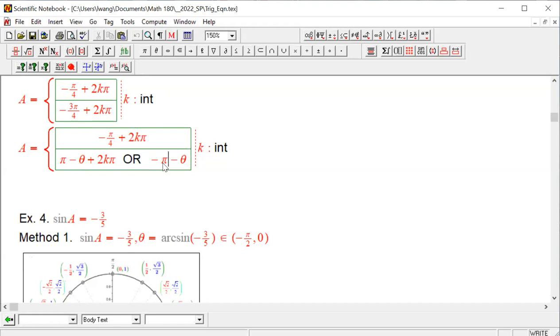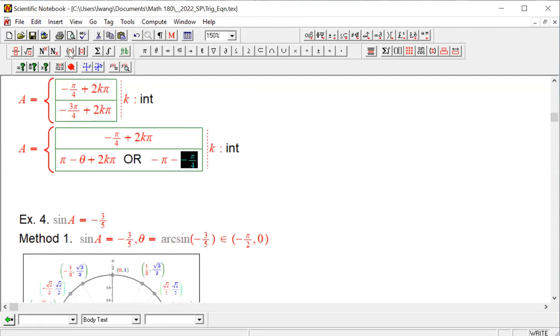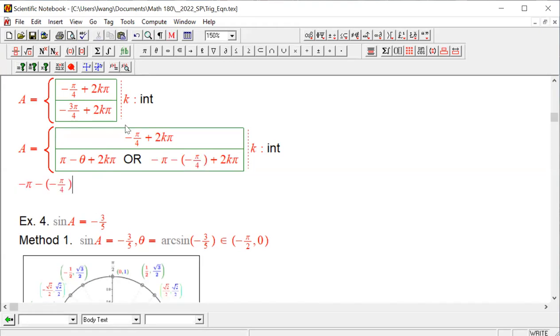Now, negative pi minus theta, when theta was negative pi over 4, right? I should get this piece. I should get negative 3 pi over 4. Is negative pi minus negative pi over 4 equal to negative 3 pi over 4? Yes, it does. So this form is correct.